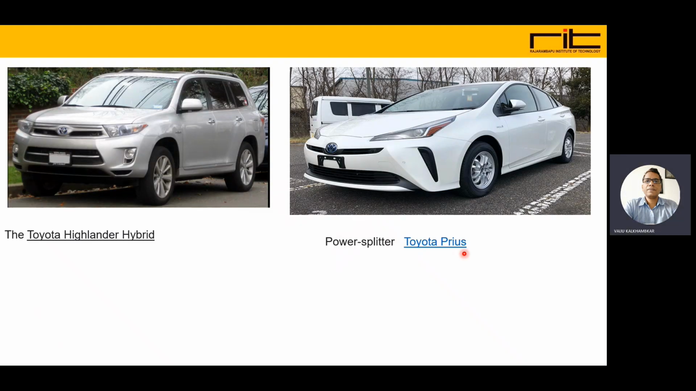These are the examples of power split or series parallel hybrid: the Toyota Highlander hybrid and the Toyota Prius power splitter.